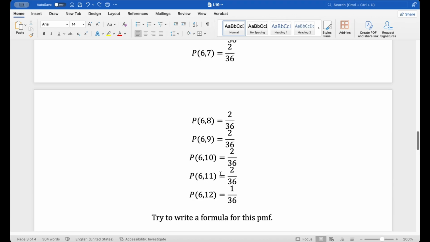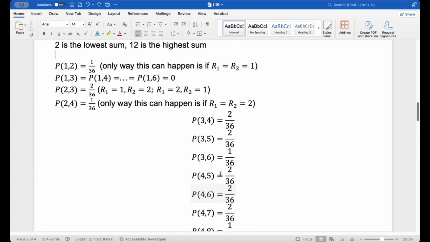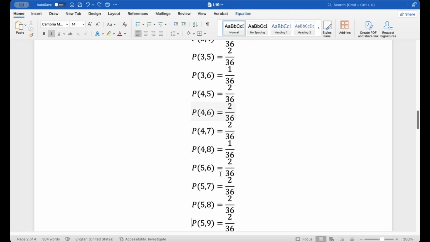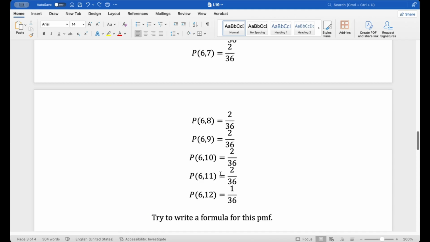So I'll leave this to you to try to see if you can get some type of closed form for this PMF, taking into account the restrictions here on the values. We see that in most of these situations, we're getting 1 out of 36. So we're getting 0, 1, or 2 out of 36. See if you could summarize that in a chart form.